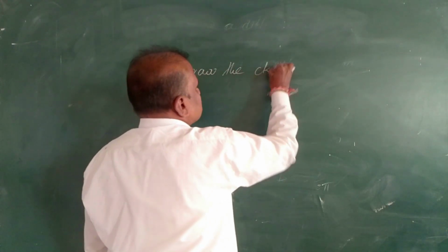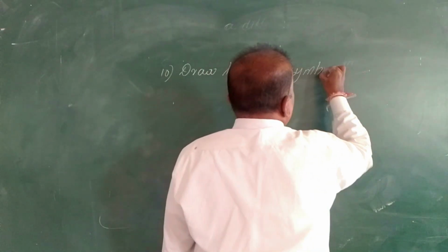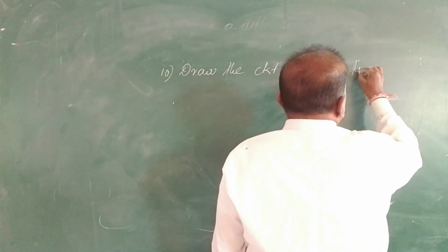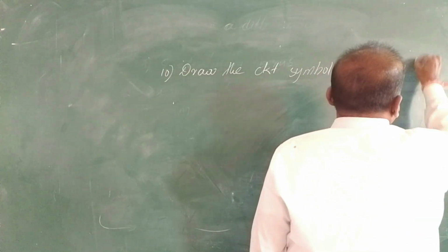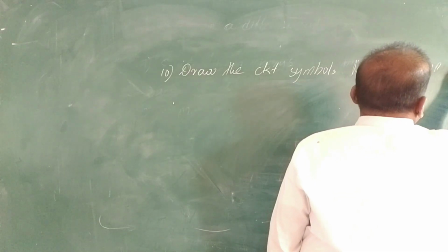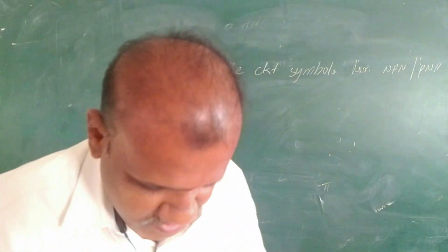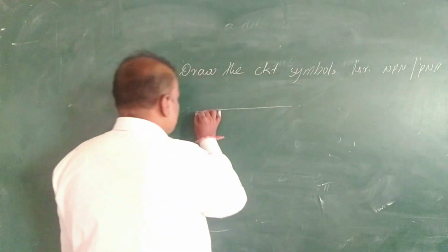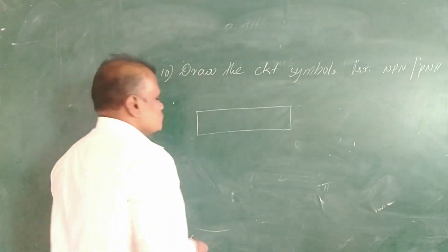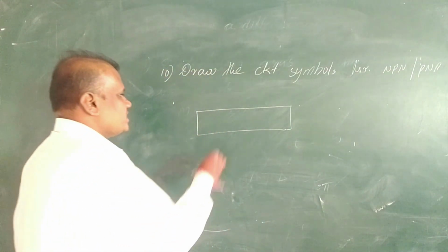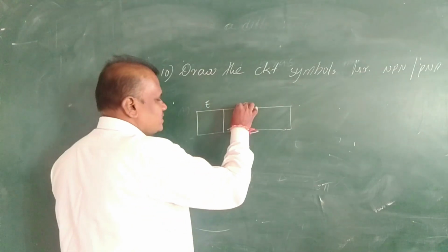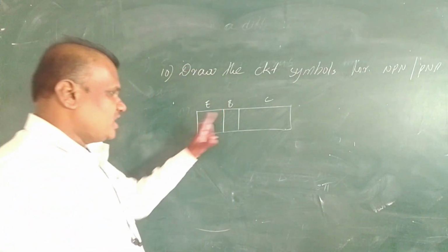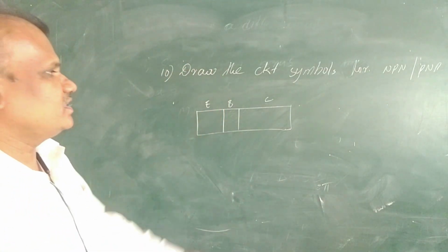Then the last question, the 10th one: draw the circuit symbols for NPN and PNP transistors. First of all, I am going to draw the transistor. A transistor has 3 parts. One is called the emitter. The second part is the base. The bigger one is the collector. All 3 portions do not have equal thickness.